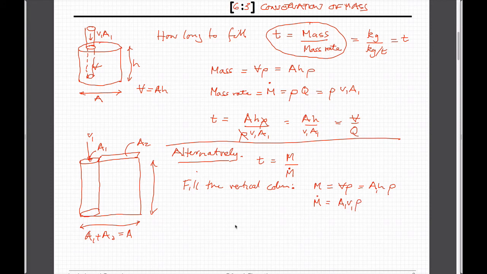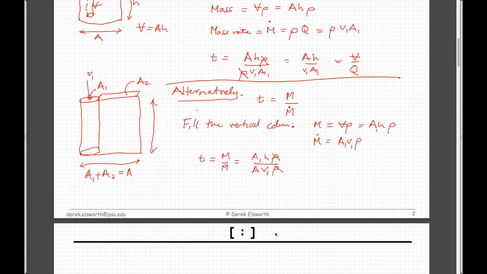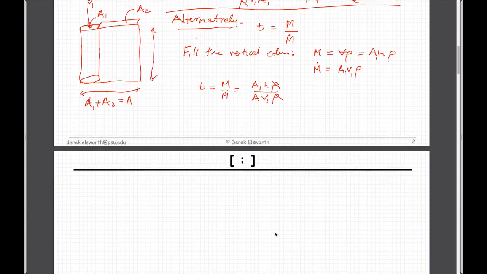And so we look at the time taken to fill, which is equal to the mass divided by the mass rate. Then that's equal to A1 times height, which is the volume, times the density, divided by A1, velocity 1, and density. We get rid of those. Perhaps we leave it that way. I think there's a reason that we leave it that way. So that's the first stab at this.